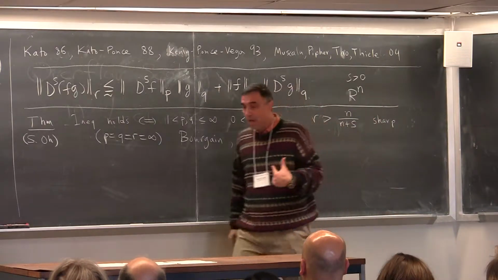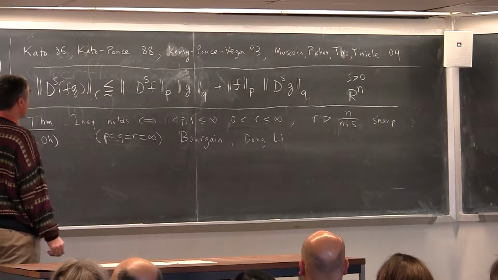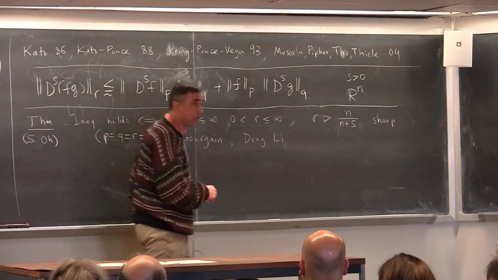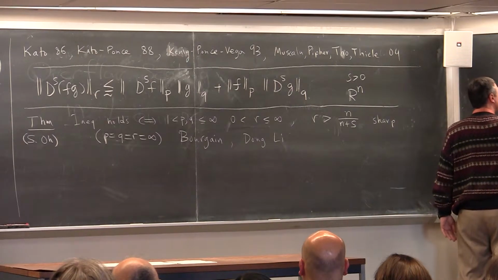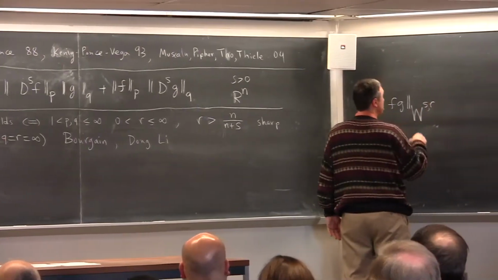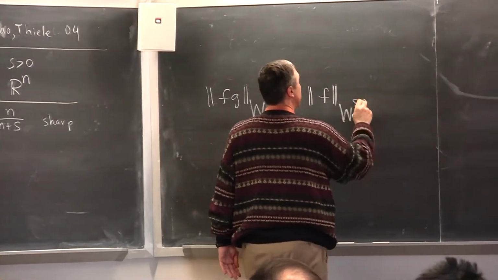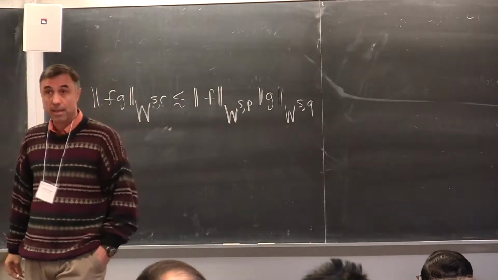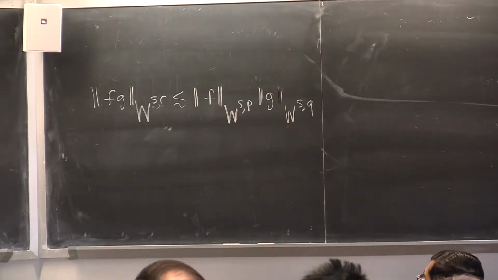Okay, so why LR for R less than 1? Actually, this inequality, if you want, you can obtain from this inequality Hölder's inequality for Sobolev spaces. So you have something like this: FG in W^{S,R}, which means S derivatives in LR, bounded by F in W^{S,P} times G in W^{S,Q}, S derivatives in LP, S derivatives in LQ. So this inequality is a consequence of this one, because you can estimate this by the derivatives.